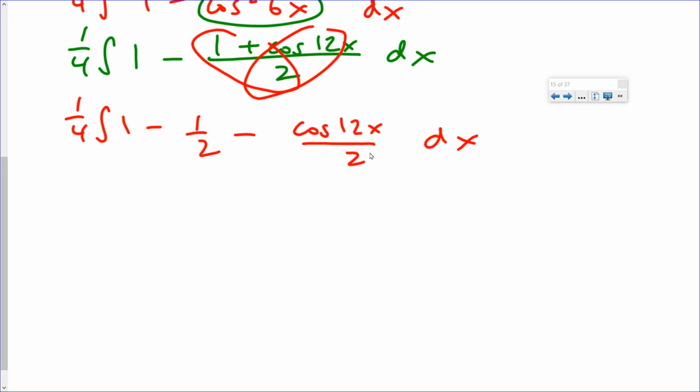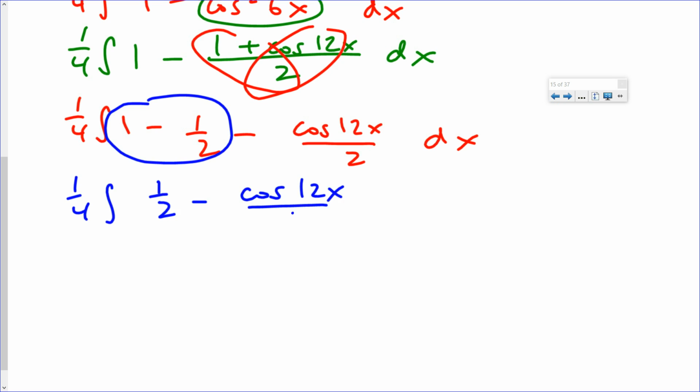At this point, this is something that I can do. It's 3 different problems, but I can do every single one of them. As soon as you get rid of the squared on the cosine, then you can do these problems. If you want, you can combine the 1 and the 1/2, or you can do it as 2 different problems. Do you want to combine it? What's 1 minus 1/2? So this is just 1/2 minus cosine 12x over 2 dx.